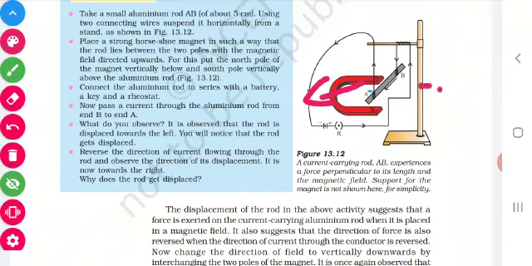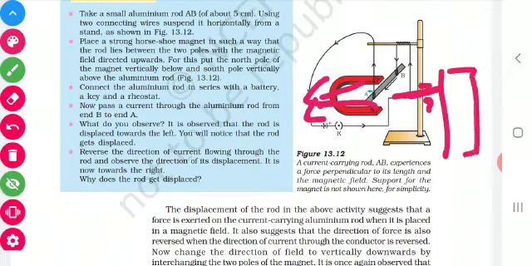Like kicking it backwards. If the aluminum rod is kicked backwards, it will displace towards the left. So the rod is displaced. Some force is acting on the rod, so there is some motion on the rod. The rod was like this. As we pass the current, the rod is displaced like this.